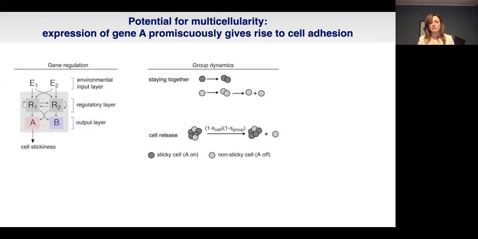And so the cells might actually be stuck to each other only when they express gene A. This is kind of promiscuous, so basically a function of a gene that is not the function that it was evolved for, but accidentally it just happens that the cell is also sticky when it expresses that particular gene, which allows it to stay together. Depending on how sticky they are, some cells might occasionally get lost. But this basically gives the potential for groups to form.